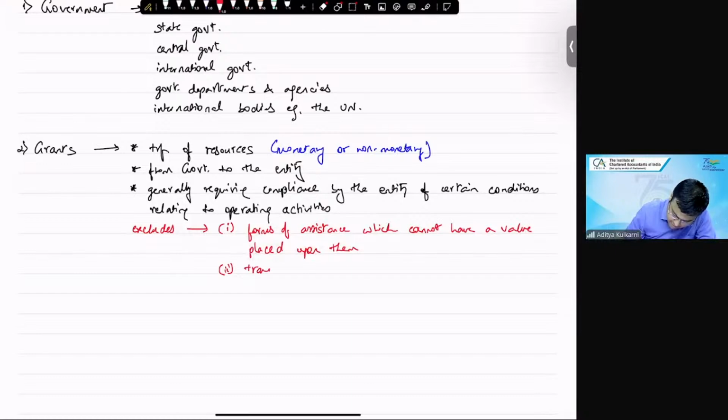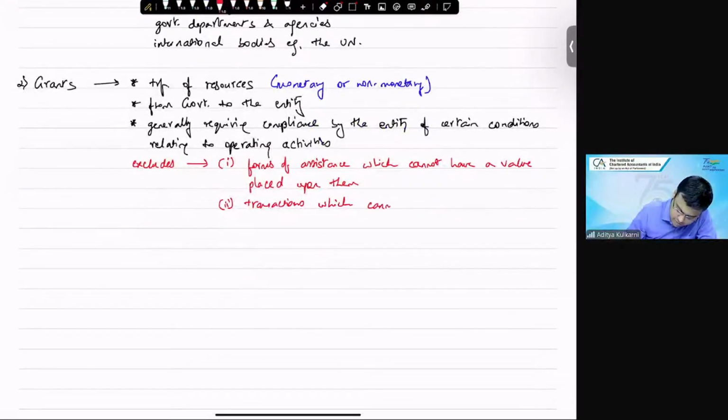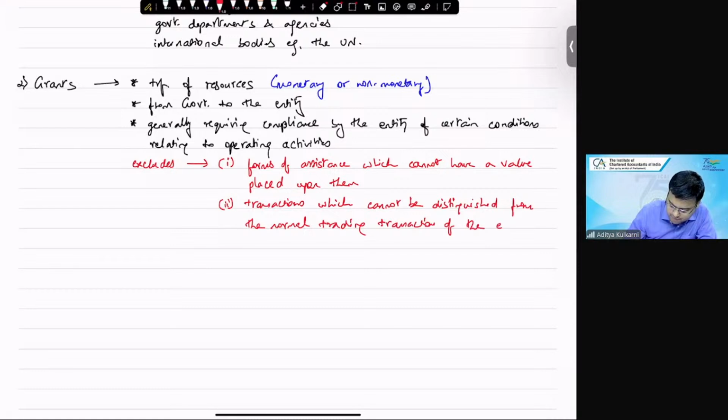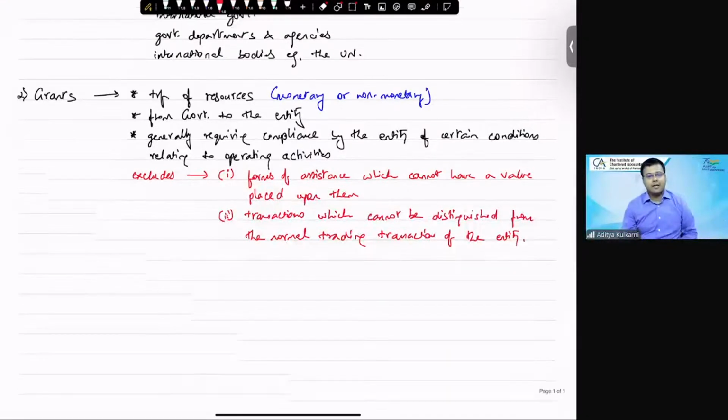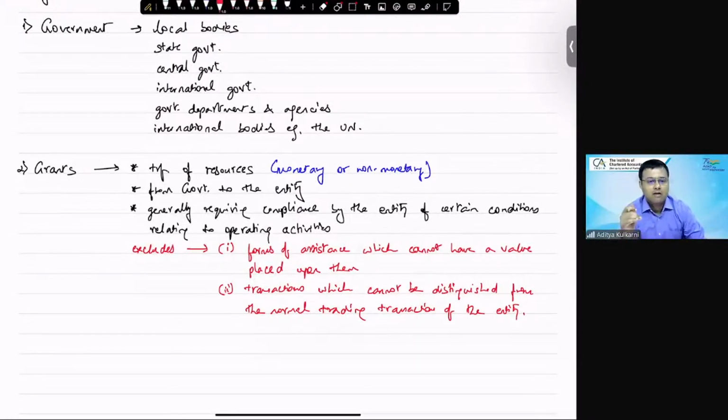And second one, transactions which cannot be distinguished from the normal trading transactions of the entity. Okay. So this is the broad definition of government and government grants.